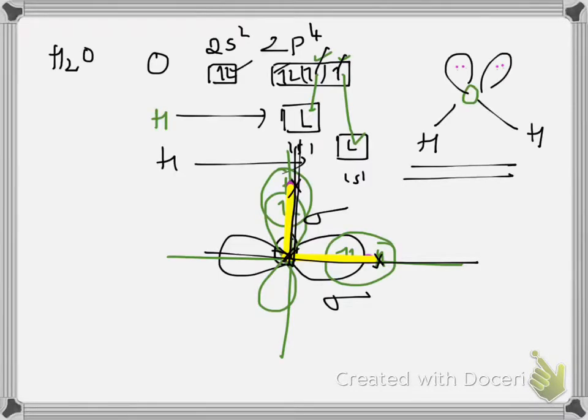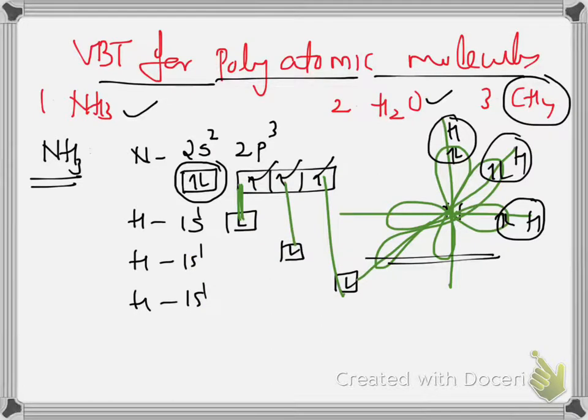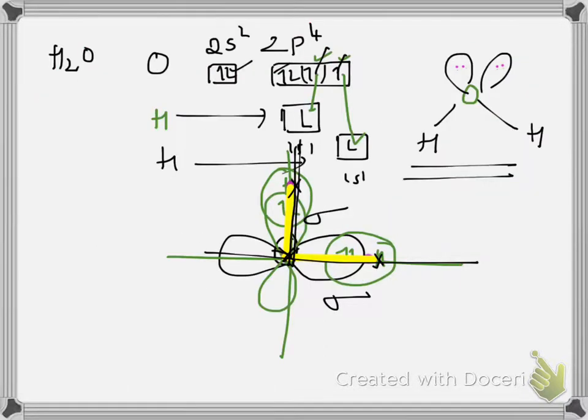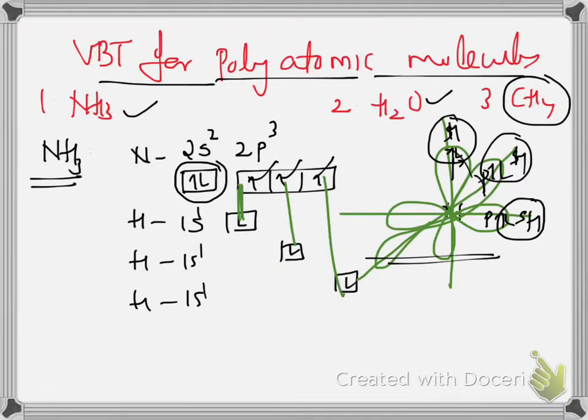If we now apply the same thing to methane, before proceeding to that stage, you have to see what kind of sigma bond is there. This is sp. This is also sp. This is also sp. So 2 bonds in water are identical. Here in ammonia 3 bonds are identical.